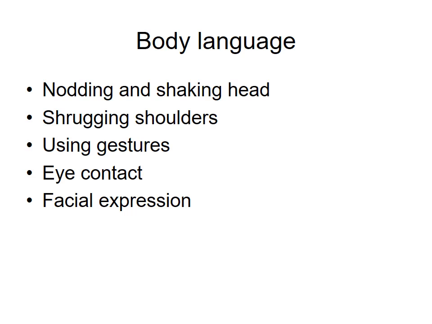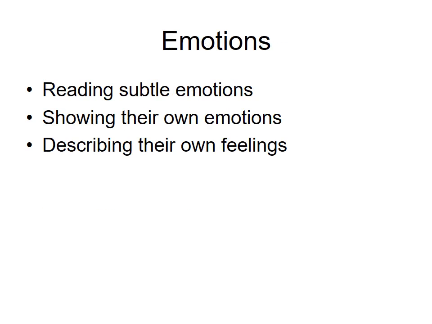Body language includes all of the following: nodding and shaking your head, shrugging shoulders, using gestures, eye contact, and facial expression. Children with autism may not pick up on other people's use of gesture and may struggle to use it themselves. Eye contact can be too intense, or the child may avoid making eye contact. Children with autism often understand obvious emotions in other people. For example, they would know that crying means you are upset, but find it more difficult to sense if somebody was just mildly annoyed.